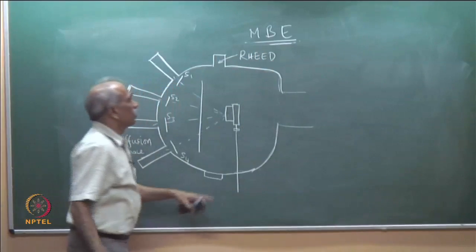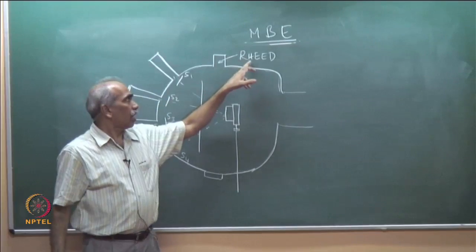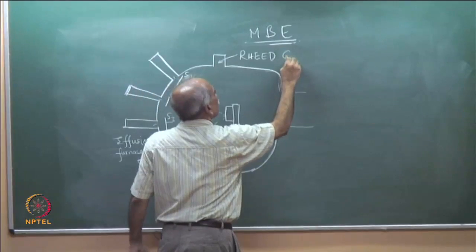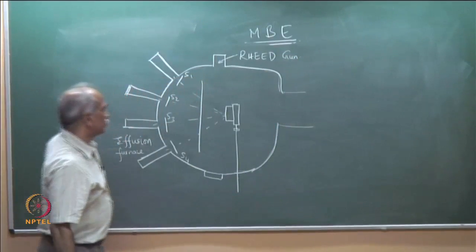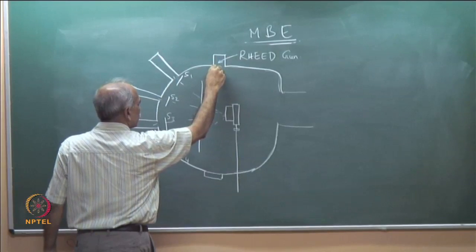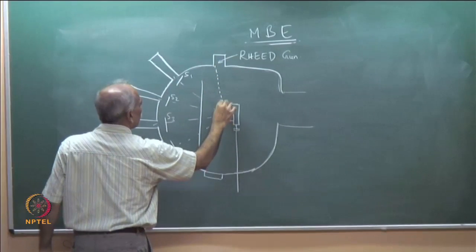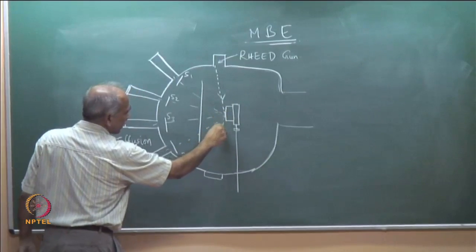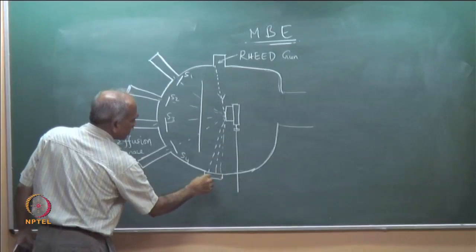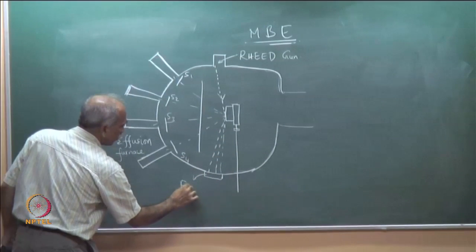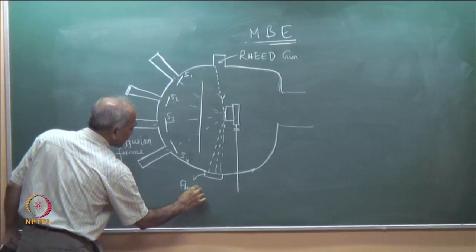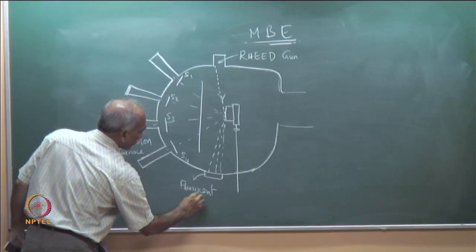Have you heard of reed? Reflection high energy electron diffraction gun, reed gun. So, high energy electrons or electron beam is incident on this here. And it is diffracted here. This is a fluorescent screen.